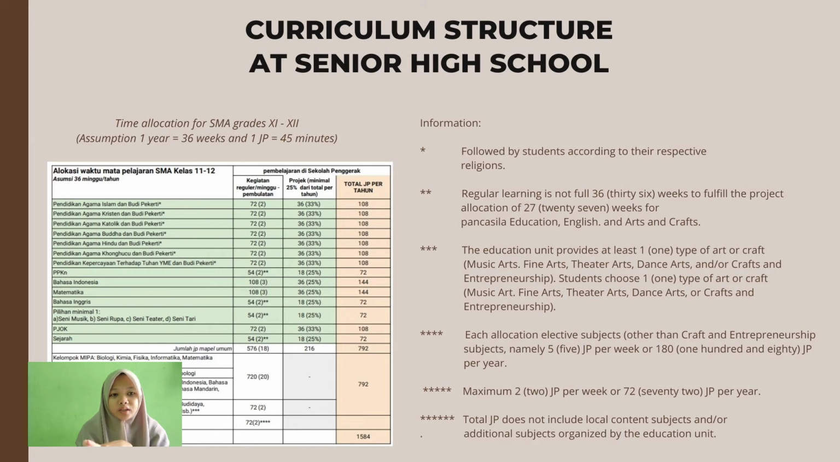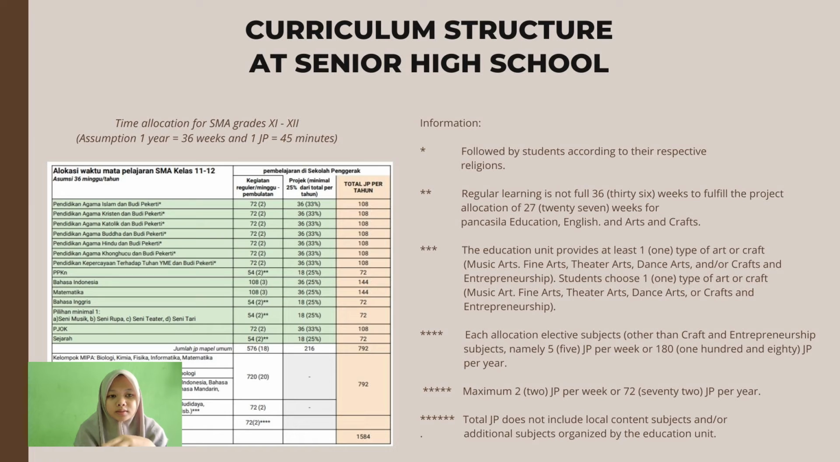Okay, for information one, students follow lessons according to their respective religions, same as with the curriculum structure on the previous slides. And two, regular learning is not a full 36 weeks, to fulfill the project's allocation of 27 weeks for Pancasila Education, English, and art or craft. Next, number three, information is the education unit provides at least one type of arts or crafts such as music art, fine art, theater art, dance art, or craft and entrepreneurship. And students just choose one type of art or craft.